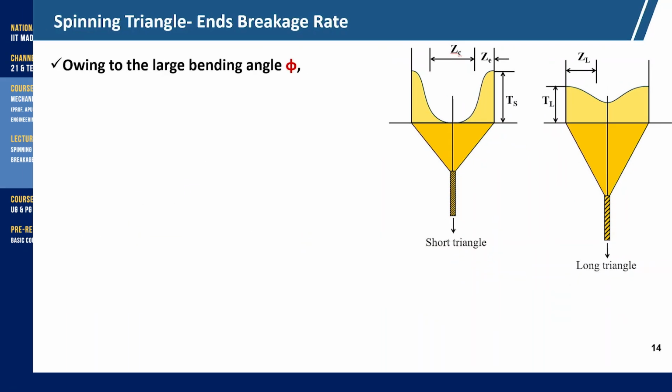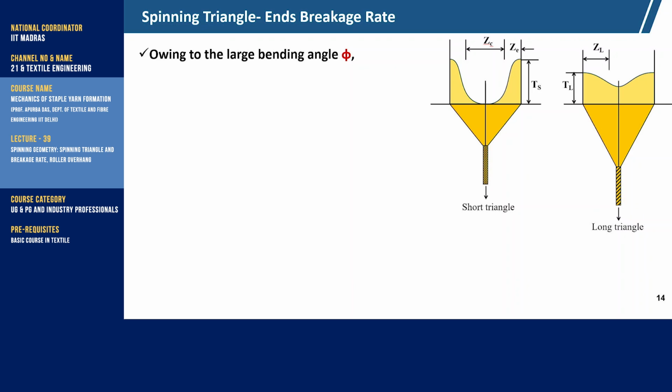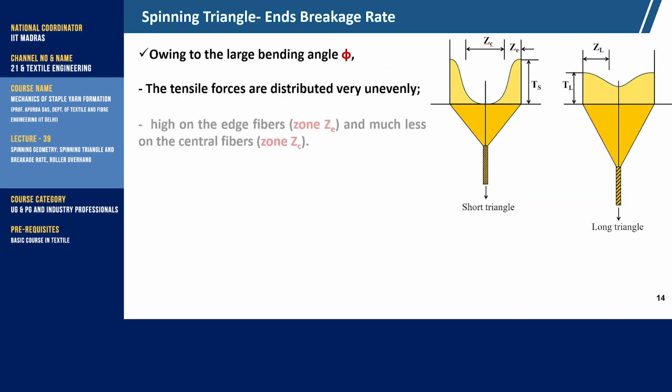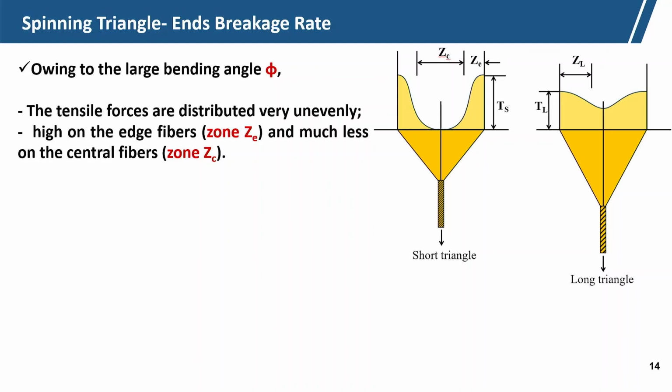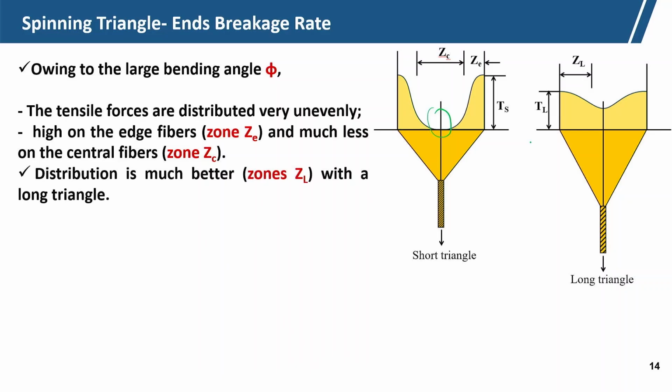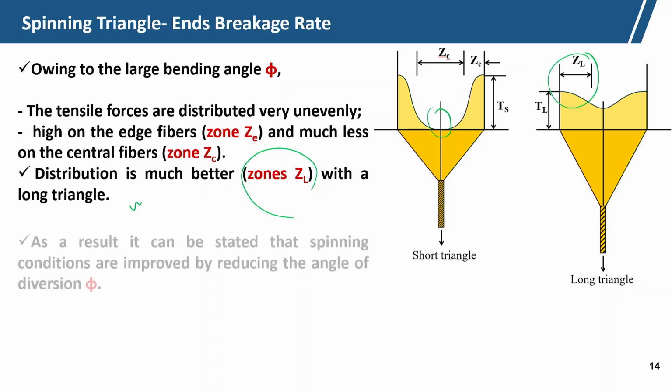So, owing to the large bending angle phi, the tensile force is distributed very unevenly, high on the edge fibers, that is zone E edge fibers, and much less on the central fiber. The central fiber will have much less. Distribution is much better in zone L with a longer triangle. Zone L, this is the longer triangle, the distribution is better.